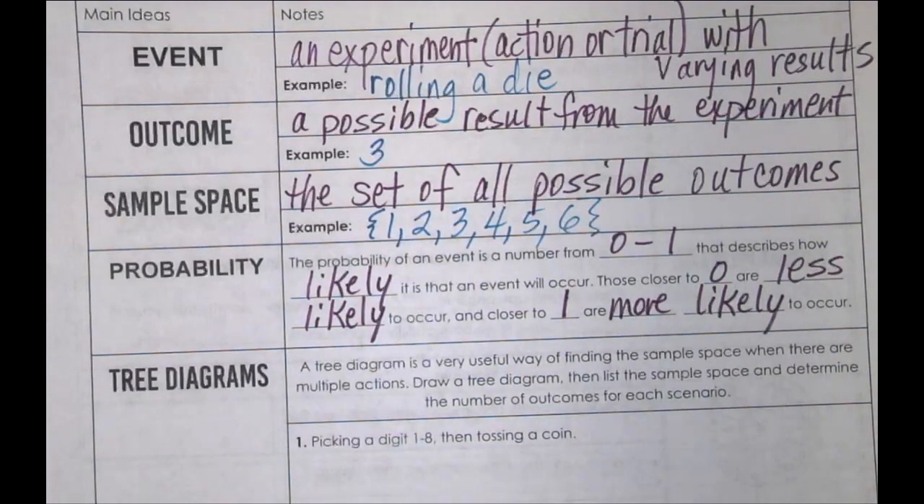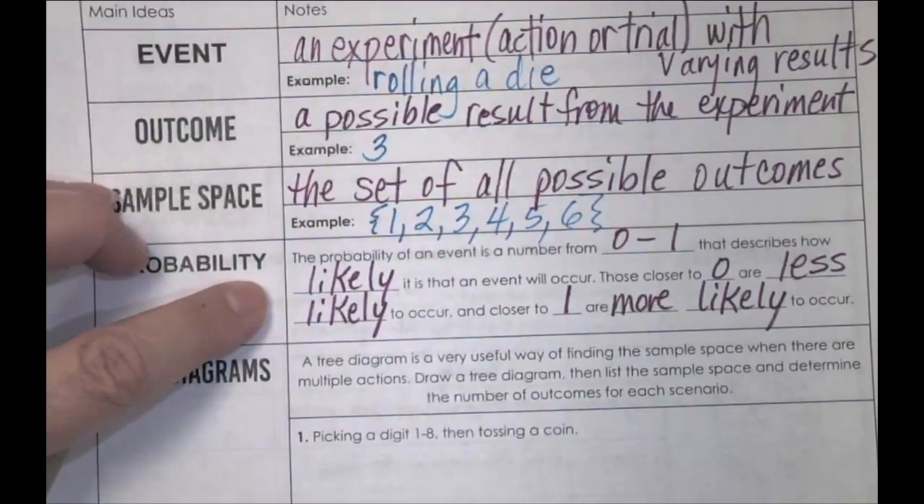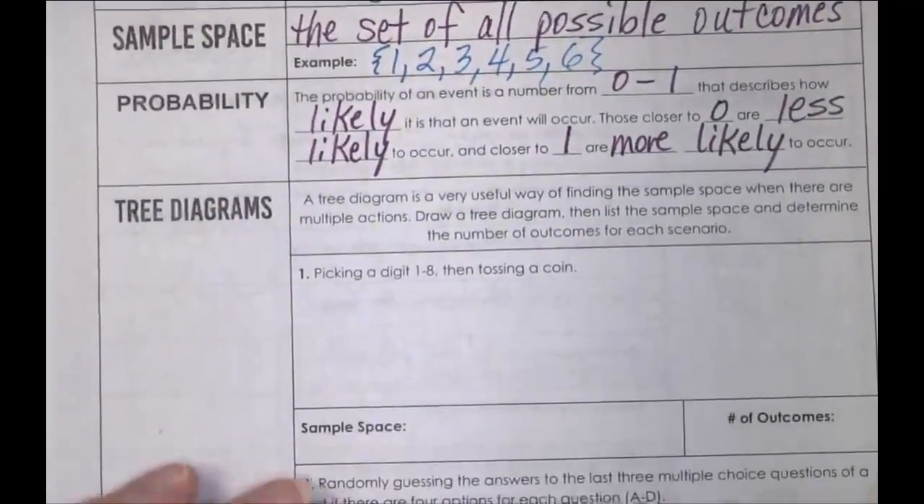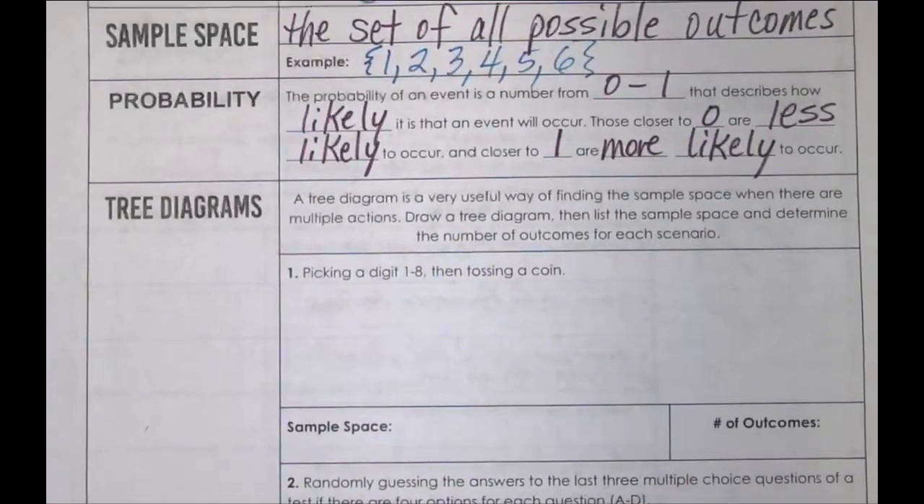Now, in the rolling the die example, every number has the same likelihood of happening. But we're going to look more at this probability tomorrow and how it applies. Today we're going to look at it with tree diagrams. A tree diagram is a useful way of finding the sample space when there are multiple actions. So like you rolled a die, then you tossed a coin, or you did multiple things, kind of a series. Draw a tree diagram, then list the sample space and determine the number of outcomes.